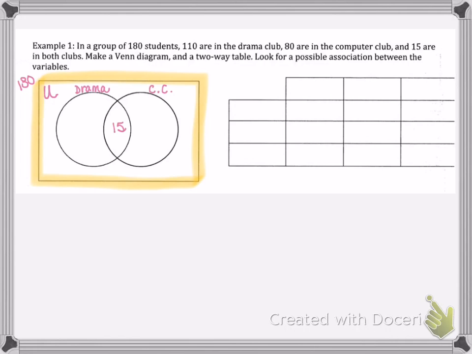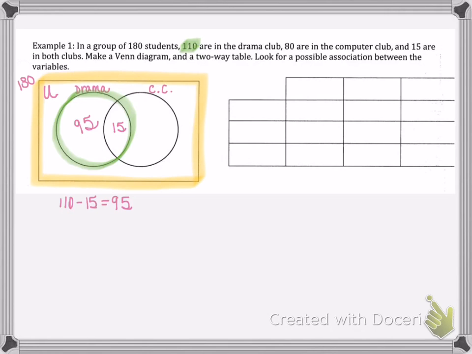Now let's focus on just the drama circle. The drama circle involves the 15 that we've already placed and an open spot for just kids that were involved in drama. So I want to take the total of kids that were involved in drama, which is 110, and subtract the 15 I already have placed, because those kids are also included in that count of 110. 110 minus 15 gives you 95. That's the students that are just involved in the drama club. So that goes in the part of the circle for drama that is not overlapping with computer club.